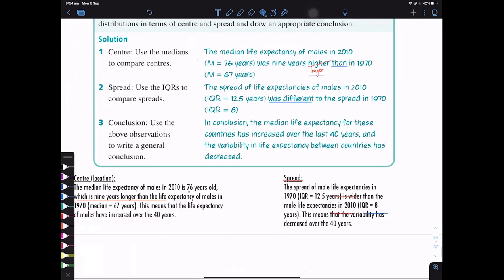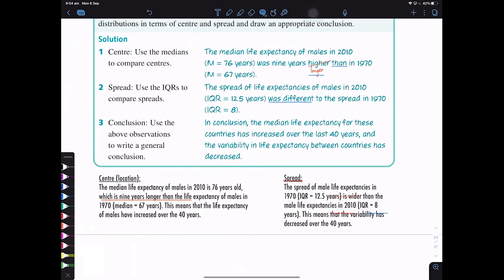So what we've done here is instead of writing three things, right? One about comparing, one about center, one about spread, and then a conclusion. We can write our comparison of center and then write our conclusion there in the last sentence. And then we can write one comparison about spread and then write the conclusion there as well.